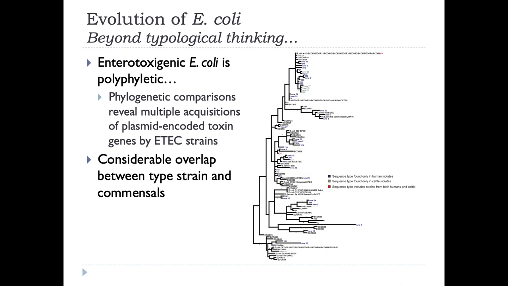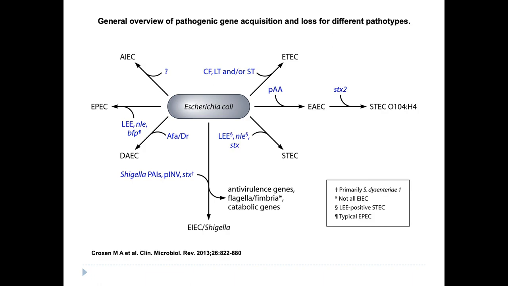And this, again, demolishes this typological thinking that you can take one ETEC strain and say it's a type strain for that particular pathotype. People were trying to develop a vaccine against ETEC on various chromosomal determinants, which you can see is fairly hopeless. We now know that there's all sorts of genes coming and going and genetic determinants, and there's a lot of fluidity in the evolution of E. coli as time goes on.